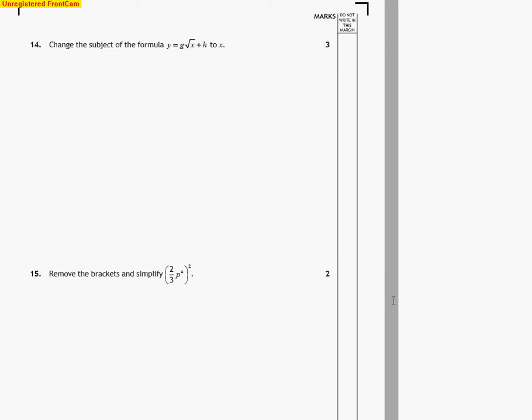Okay, getting there. Well over halfway. Okay, change the subject.